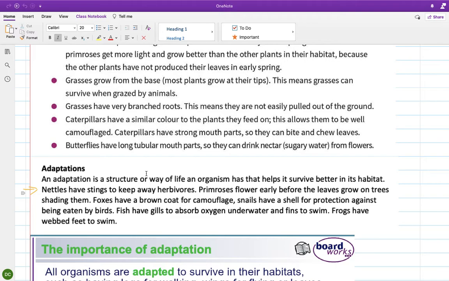They have the primrose as an example there again. They're talking about colour camouflage, like I said, a lot. You'll see this a lot in nature. They're talking about fox, whereas obviously up above they were talking about the caterpillar and snails. So the shell is for protection, to stop them being eaten by birds. And I spoke about the gills and the fins. Frogs have webbed feet. Okay, so just different examples of adaptations.